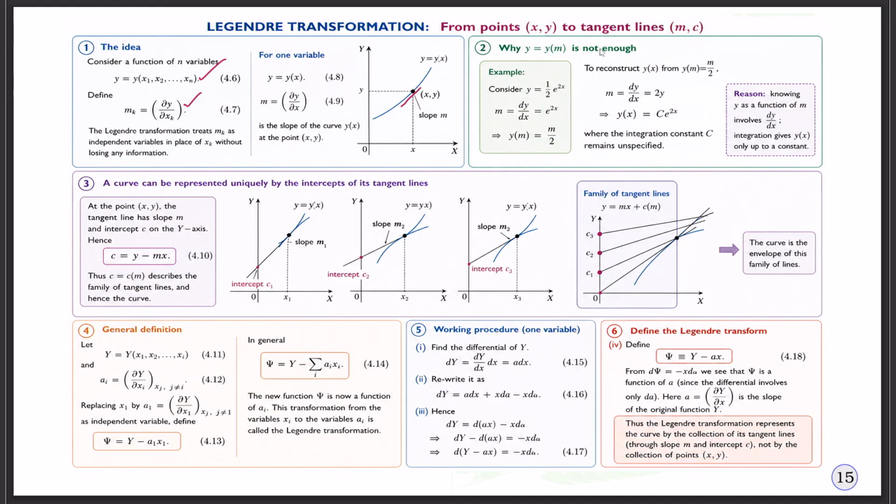For example, knowing y of m is not enough. Consider y equal to e power 2x by 2; the derivative is m equal to e power 2x, and y of m is m by 2. To reconstruct y of x from this relation, y of m can be written as m by 2. So m is dy by dx equal to 2y. If you integrate, you get y of x equal to c e power 2x, where the integration constant is unspecified and remains unknown.